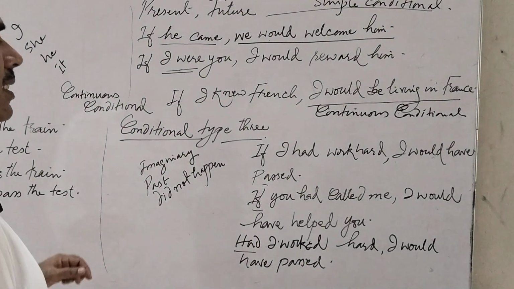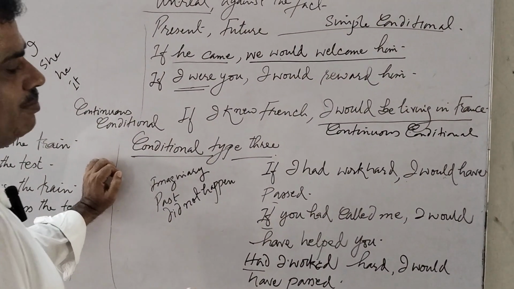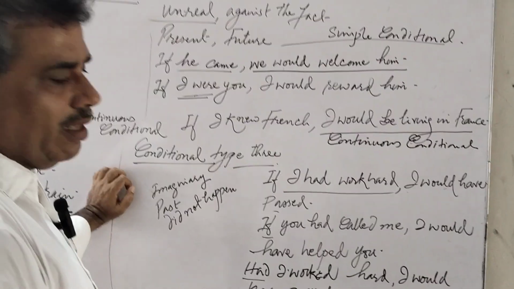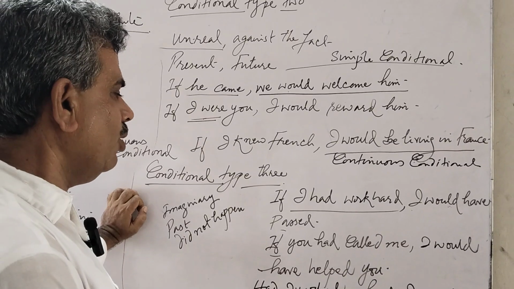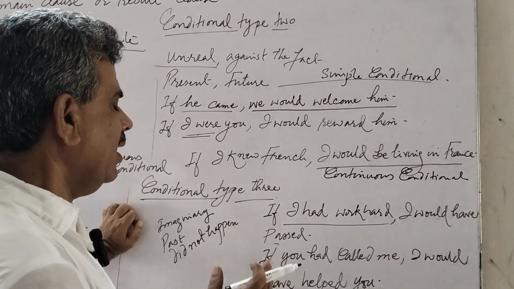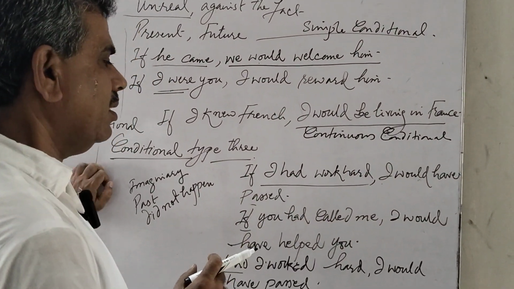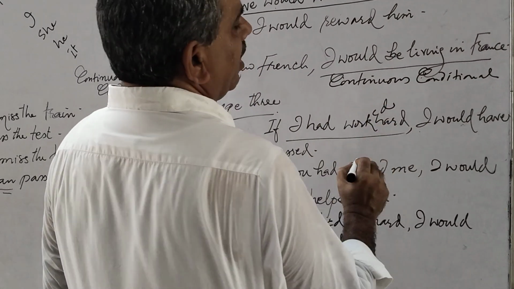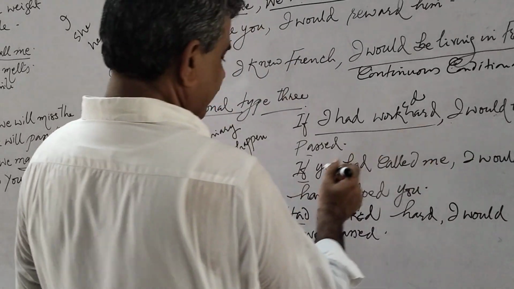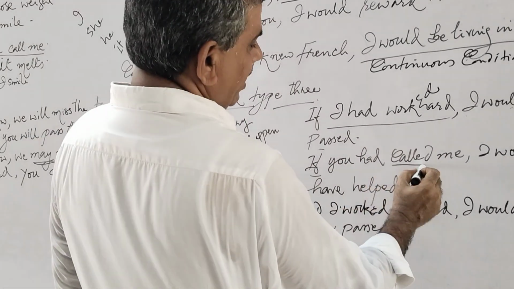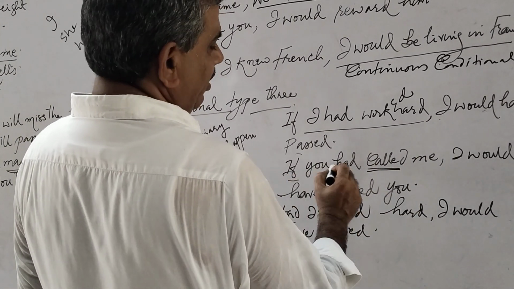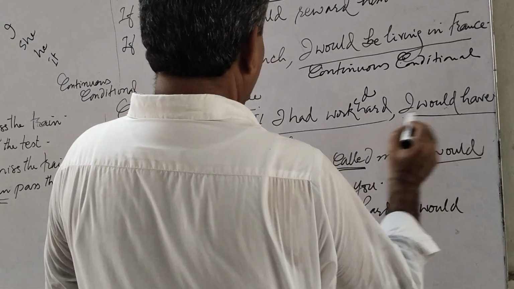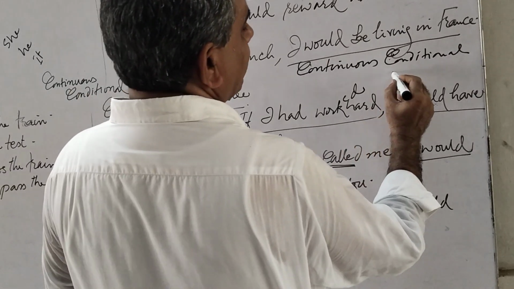Now we look at the tenses that are used in the conditional type 3. In the if clause, we have past perfect. We have past perfect tense, and we always use the had here, and the verb is in the third form. So I should correct it. If I had worked hard, I would have passed. If you had called me, here called is rightly written. If you had called me, I would have helped you. I would have helped you. This is called perfect conditional.